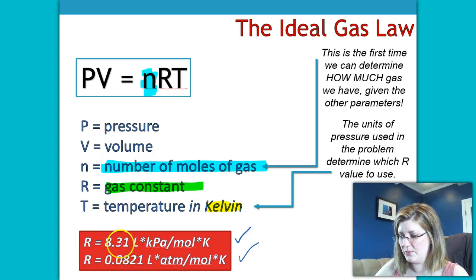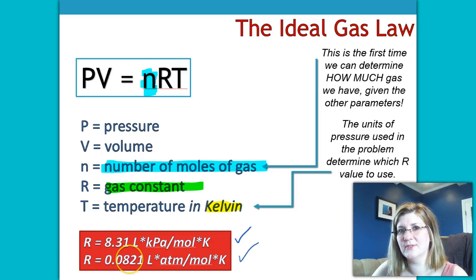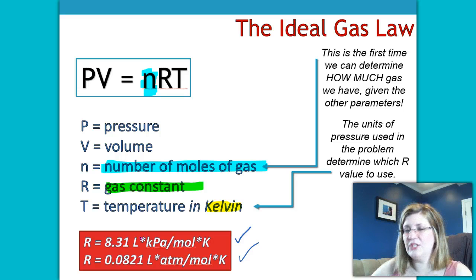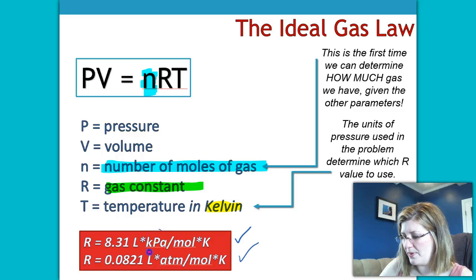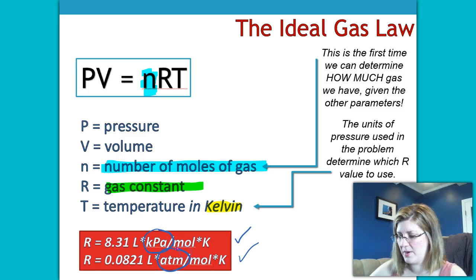And by that I mean we're looking at 8 versus 0.08. Okay, the numbers after that are very similar, but that's the biggest difference. One is 100 times bigger than the other. We determine which one of those we use based on what pressure is listed in the problem. So you'll see liters are the same in both of those R values, moles and Kelvin are the same, but pressure is different, and that's because we can measure pressure in so many different ways.